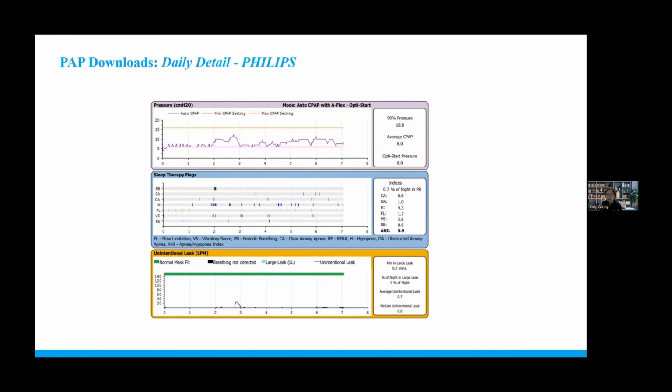So again, we use these graphs to do a little bit of investigation, trying to solve the puzzle of why the patient's AHI is elevated. If there are no clues from these graphs or reports, then unfortunately the next resort for a patient who's coming back with high AHI is to send the patient off for a PAP titration.